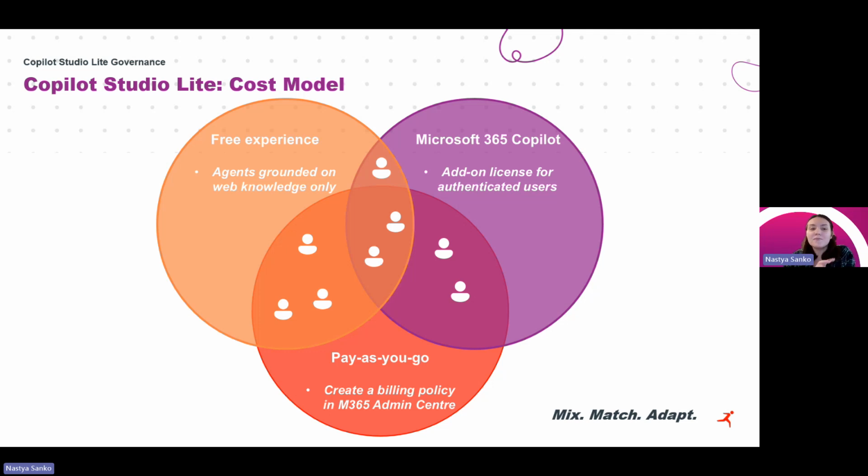We see that most organizations are going to end up somewhere in between these three experiences, and basically do a little bit of mix and match between licensing all the agents that people are building, depending on the agent's audience, scope, and risk level. So that's it in terms of the high-level overview of Copilot Studio Lite governance.